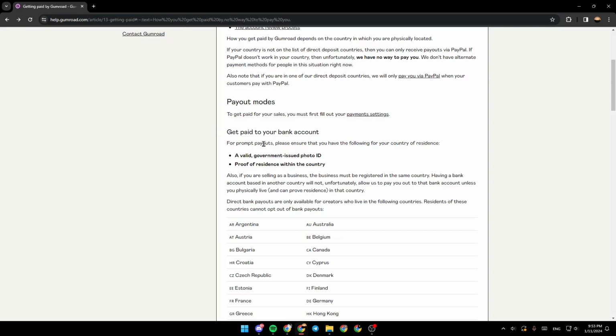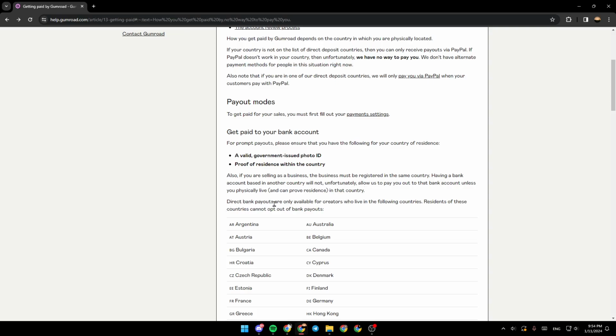For prompt payouts, please ensure that you have the following for your country of residence: a valid government-issued photo ID, proof of residence within the country. Also, if you are selling as a business, the business must be registered in the same country. Having a bank account based in another country will not, unfortunately, allow us to pay you out to that bank account unless you physically live in that country.